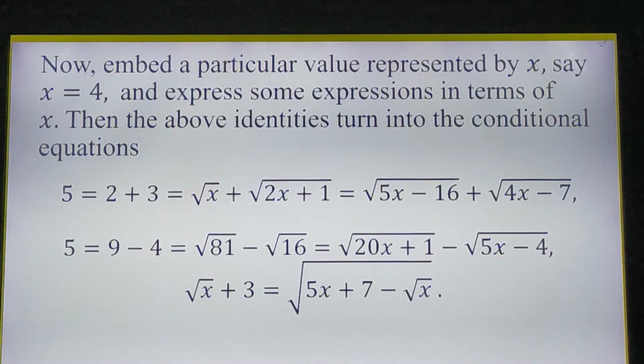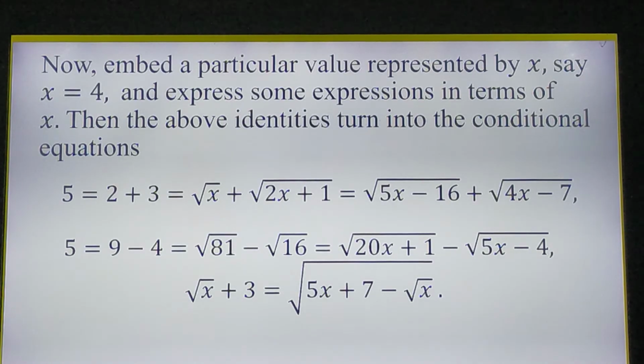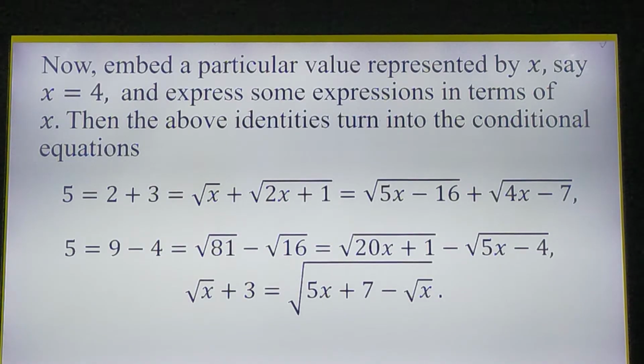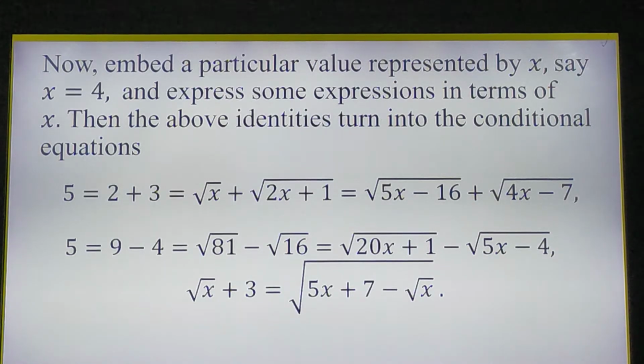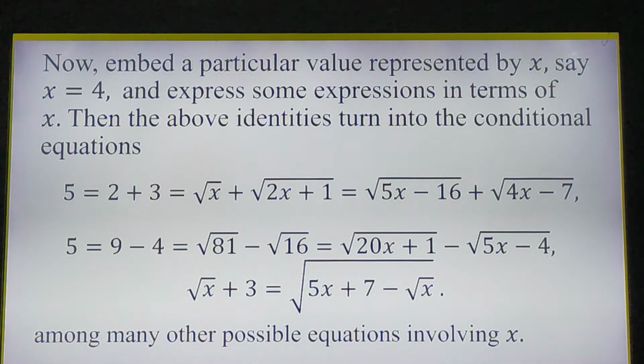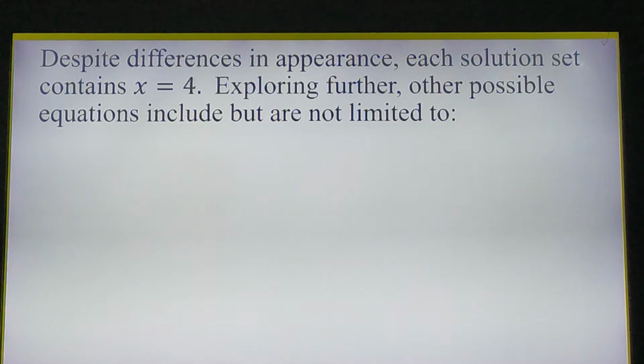And the third one, we also have expressed 5 in terms of x. So here we have square root of x, which is square root of 4, which is 2, plus 3 equals 5. And on the right hand side, we have 5 times 4 is 20, plus 7 is 27, minus 2 is 25, and the square root of 25 is 5. This is among many other possible equations involving x. Despite differences in appearance, each solution set contains x equals 4.